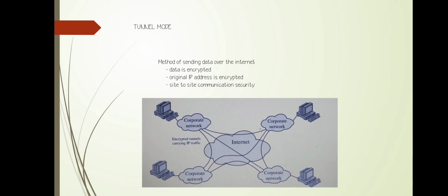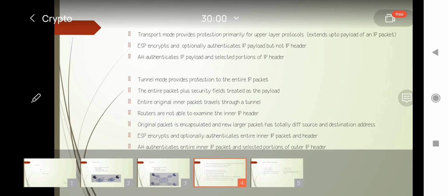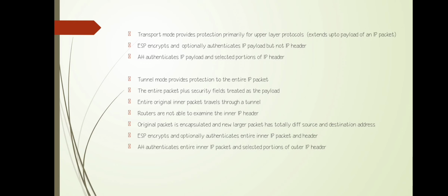Here the corporate network which is shown in the diagram may be a router, firewall or something of that sort. Then the transport mode provides protection primarily for upper layer protocols that extends up to payload of an IP packet. The ESP and AH both support both the transport modes and tunnel modes.